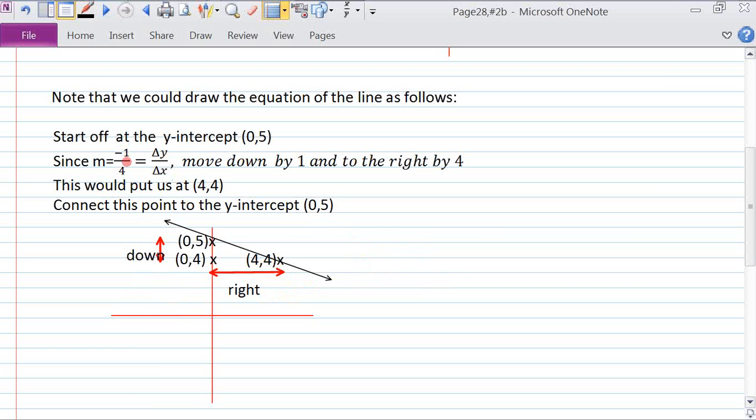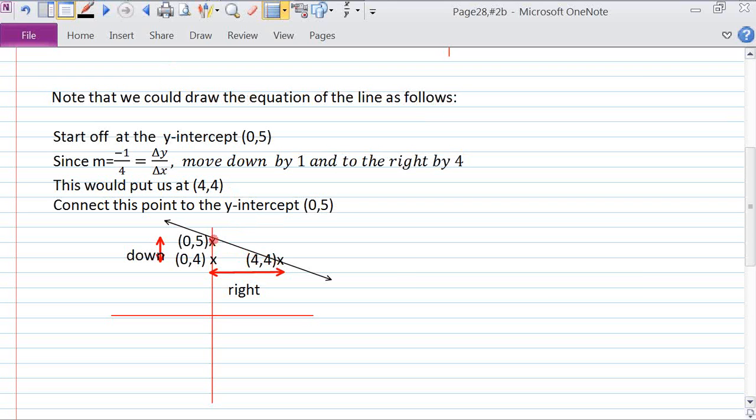So let me repeat this. We start off at the intercept 0, 5. From the value of the slope, we know how to change the y value and how to change the x value. And we change the y value by 1. We move down 1 here. And then we move across by 4 because of this 4 here. And we come to 4, 4. We mark this point with an x. We connect this point to the intercept at this. And that draws the equation of the line.